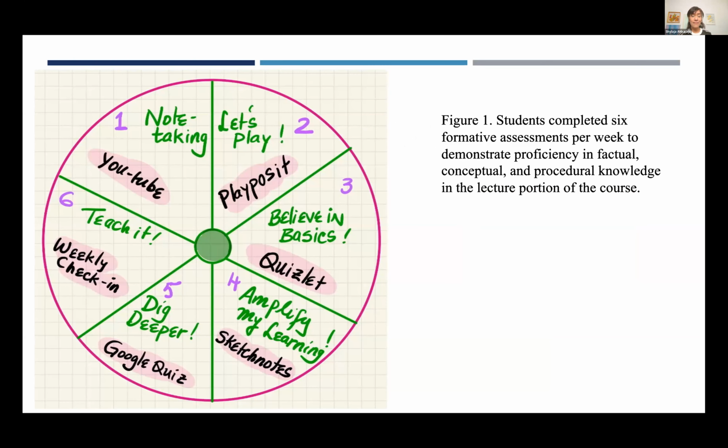During the pandemic, I tried six different formative assessments. I still do it: six different formative assessments per week, just for lecture. For lab, we have four more, but this is just for lecture. In lecture, the first thing they do is watch my YouTube video. I have a YouTube channel where I created more than 80 Khan Academy style videos with animation. I can show you the videos later.